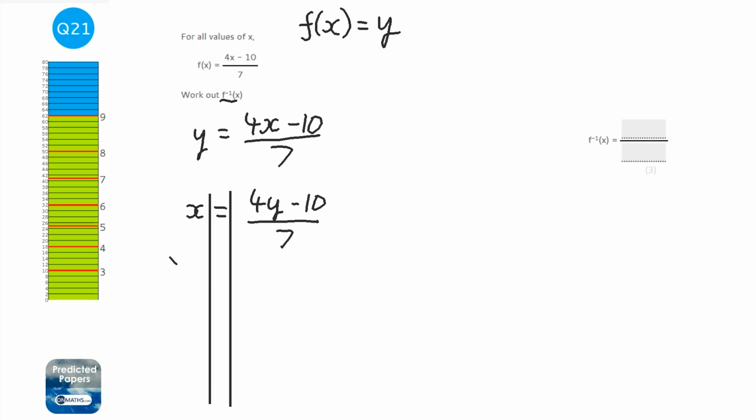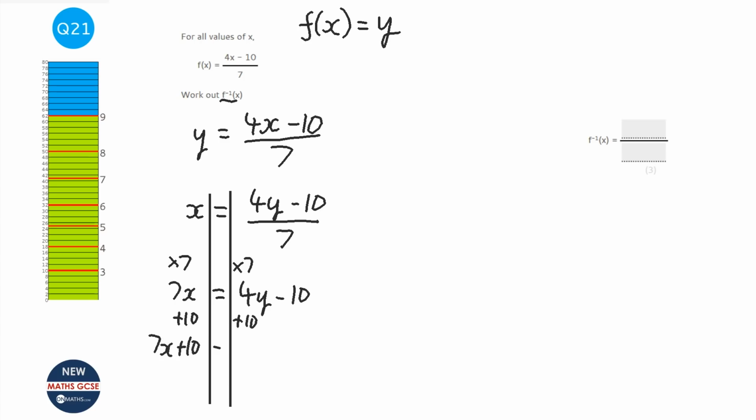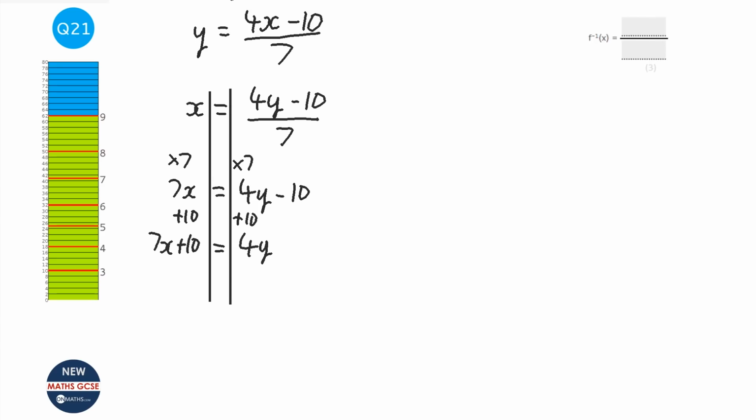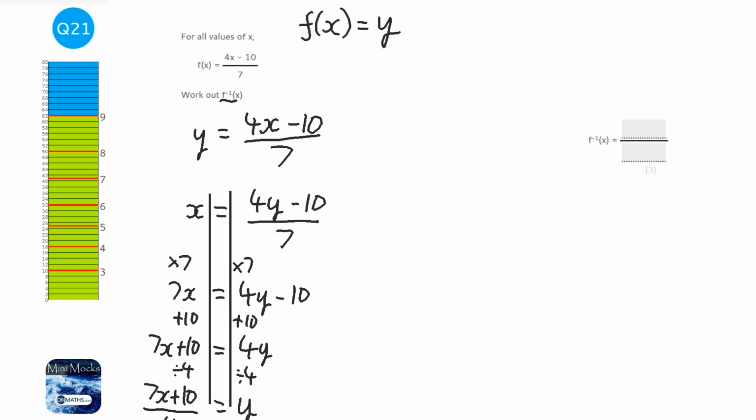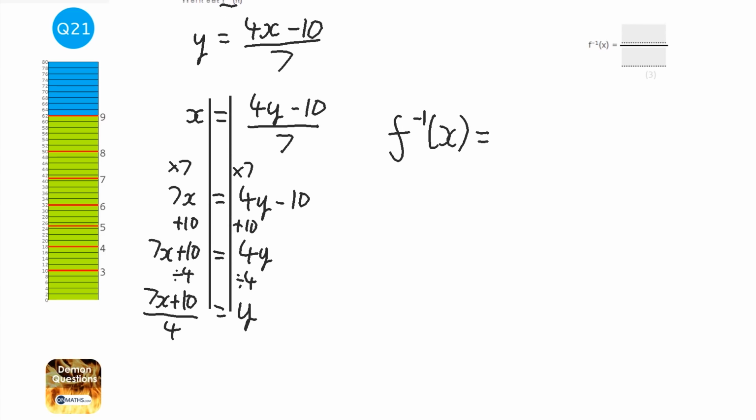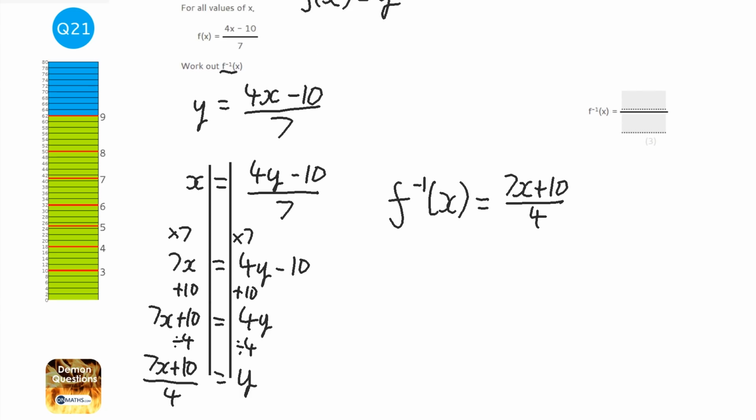So the first thing I'm going to do is times both sides by 7 to get rid of the fraction. So we've got 7x equals 4y minus 10. Then I'm going to add 10 both sides. So we've got 7x plus 10 equals 4y. And then I'm going to divide both sides by 4. So I've got 7x plus 10, all of that over 4, equals y. Now, it's not y really, it's f inverse of x equals 7x plus 10 over 4. And the 7x and the plus 10 can be either way around.